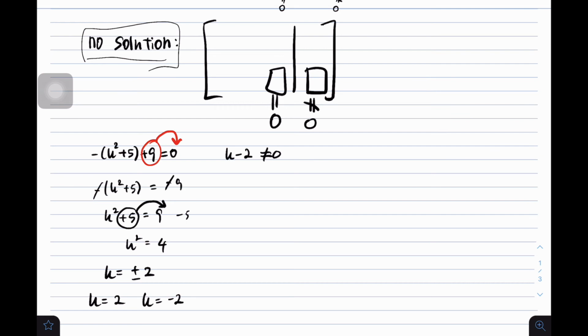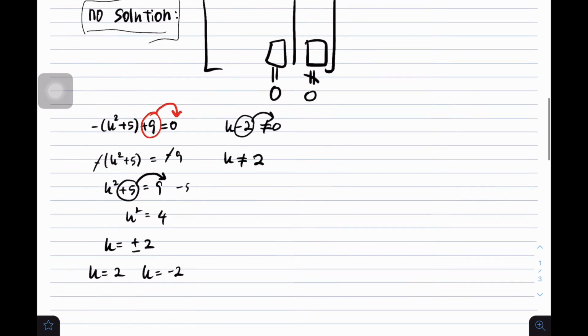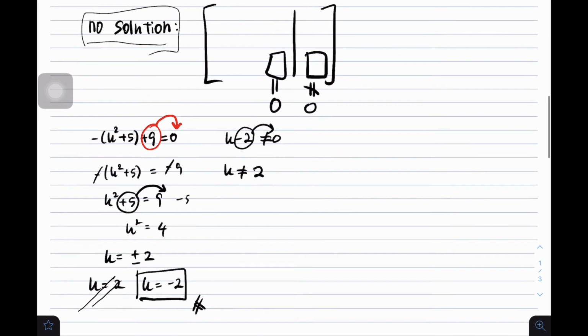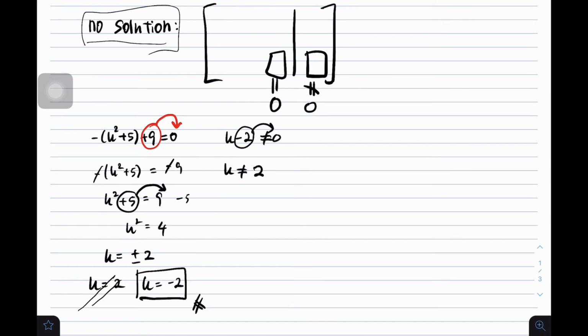So you have two values, k equal to 2 or k equal to negative 2. Let's check the second condition. k minus 2 cannot be equal to 0 because you want your system to have no solution. Therefore, you bring this one to the right, you will have k not equal to 2. Means that your k cannot equal 2, so we cancel this one. So your value of k is equal to negative 2. Therefore, your system will have no solution.